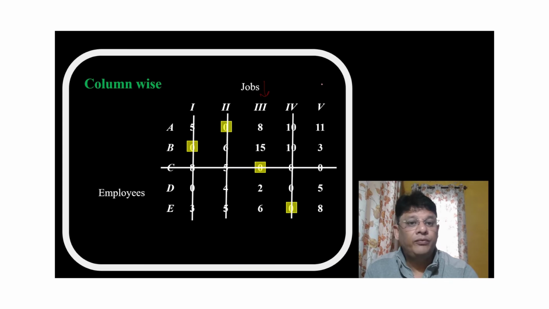Comes to the fifth row, right? Fifth column, sorry. 1 2, no 0 is available. So nothing can be done. Okay. So now assignment row wise and column wise is done.